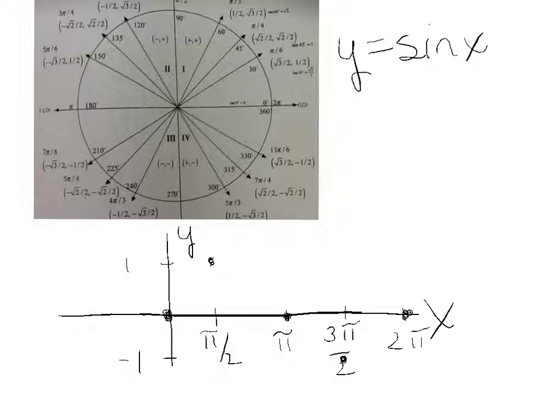Let me see if I can find, let's do it in red. Okay, I'm going to connect those dots, and it's going to look like this. That is one period of y equals the sine of x.